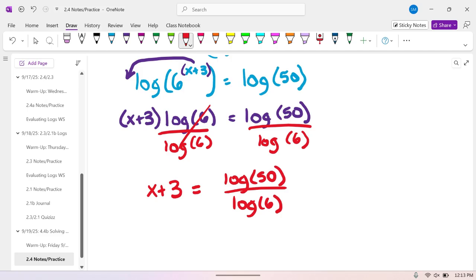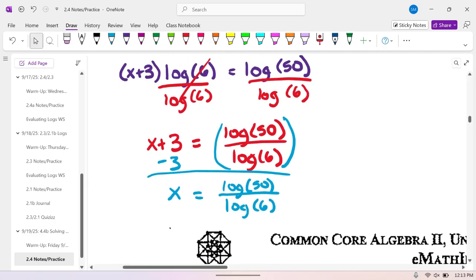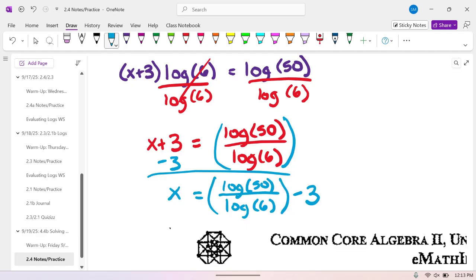Now, I'm not going to put this in my calculator yet because I've got one more step, because the x is not by itself yet. What's the last thing I've got to do? Subtract 3. When we subtract 3, we're subtracting 3 from that entire expression. So we would write this as log of 50 over log of 6, put all of that expression in parentheses, and then do a minus 3 on the outside. I'm about to show you.